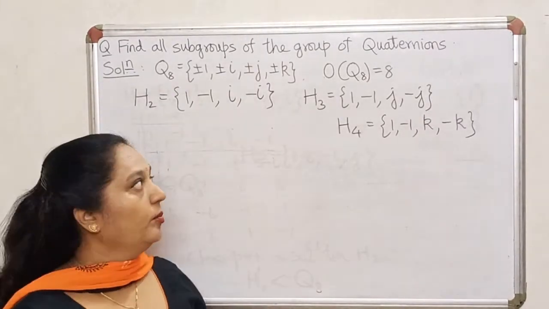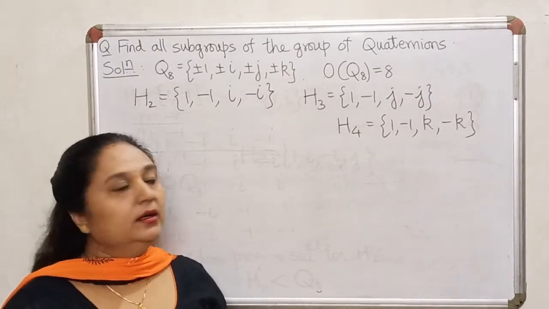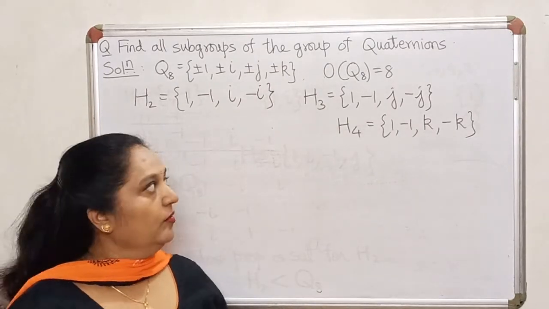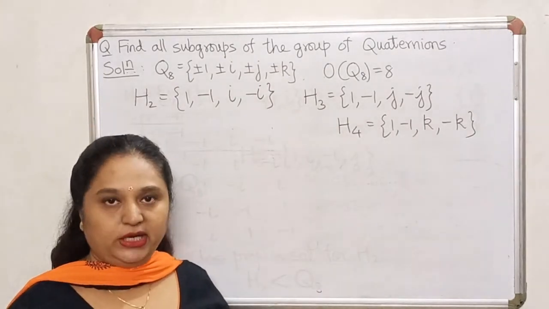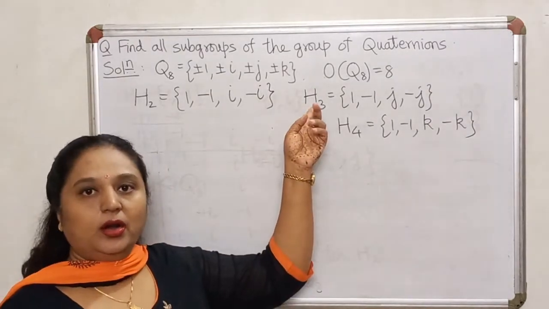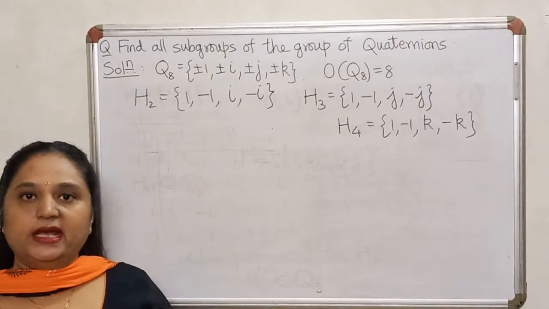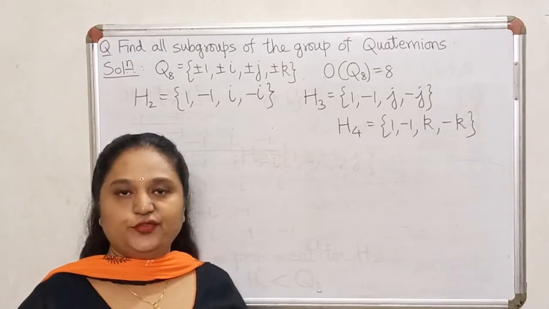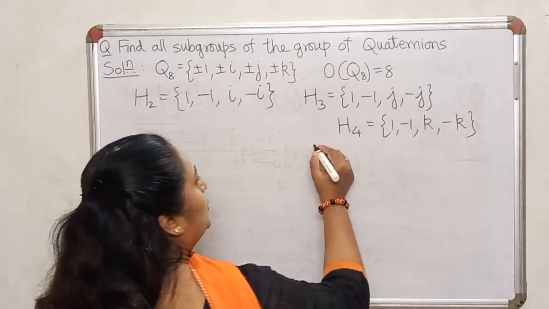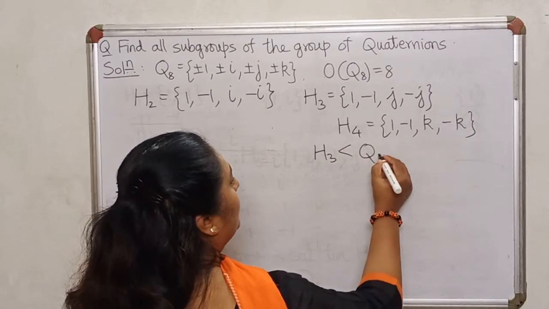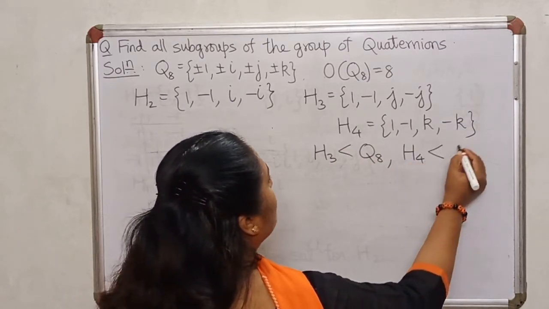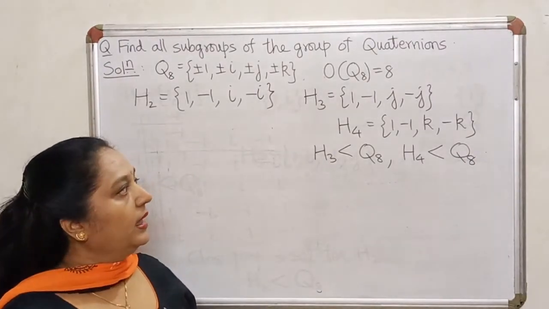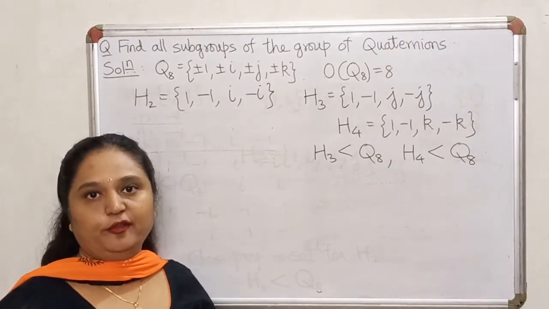So I hope you are done with your composition tables, and in case you do not remember the composition table, just go back to an earlier video which contains the composition table of the group of quaternions, and from there you can make your composition table for H3 as well as H4. You will notice that in both cases, for H3 as well as H4, closure property is satisfied. So H3 becomes a subgroup and H4 also becomes a subgroup of the group of quaternions. And these are the only three subgroups that I will get of order 4.